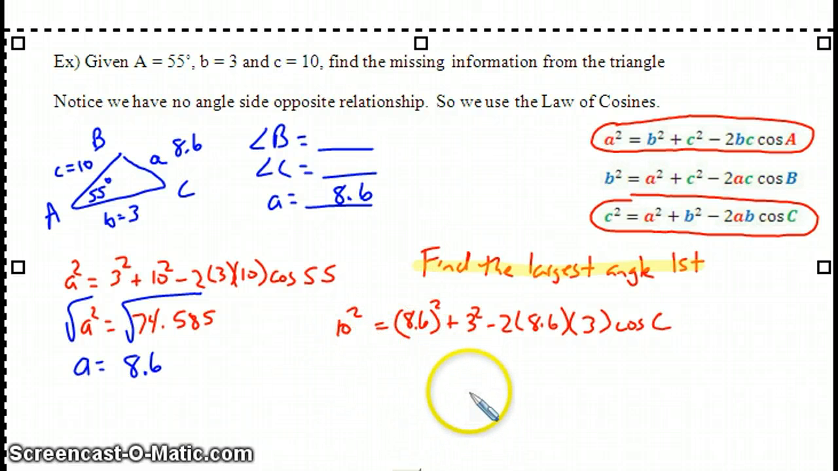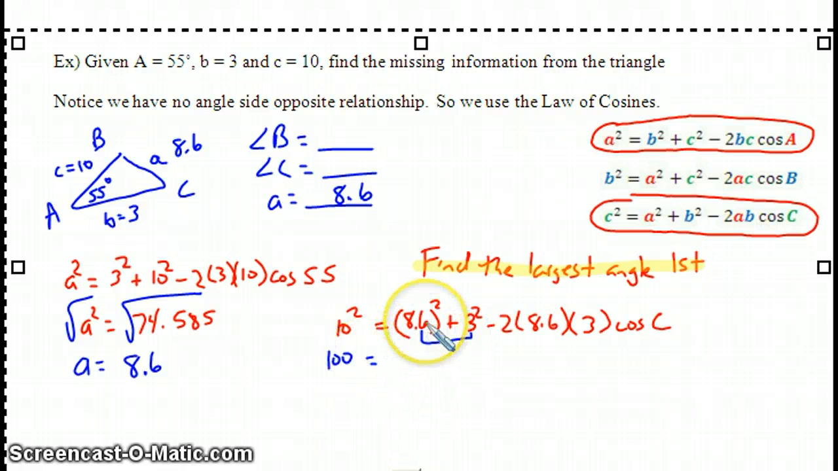Now, here's where you're going to make a mistake. In this part of the problem, we could just type everything in the calculator. I can't just type everything in the calculator and then just put the cosine of C after that. So what I'm going to want to do is do this in a multi-step way. Do 10 squared, that's going to give you 100. Then you can actually do these two pieces together.